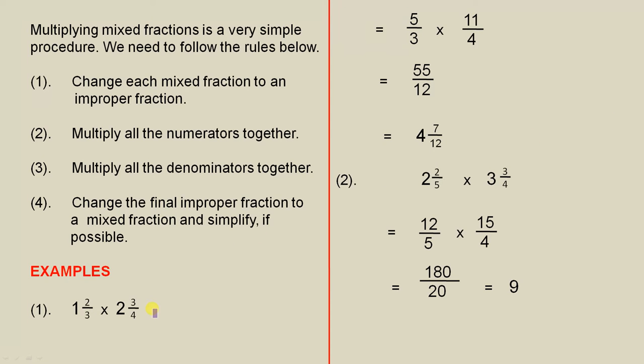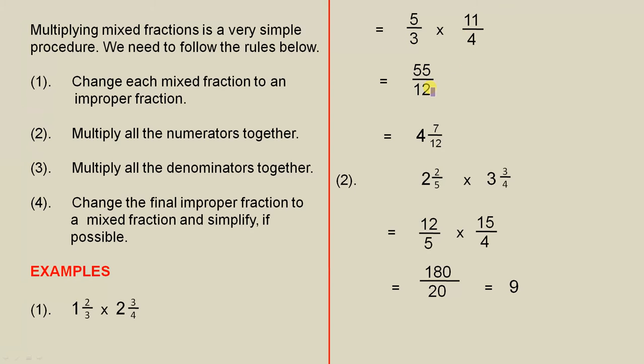Number 1, 1 2/3 times 2 3/4. The first rule says change each mixed fraction to an improper fraction. 1 2/3 is 5/3. 2 3/4 is 11/4. We saw how to do this in previous videos. The next rule, multiply all the numerators together. 5 11s are 55. Number 3, multiply all the denominators together.